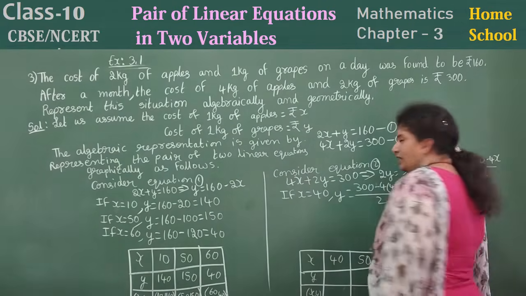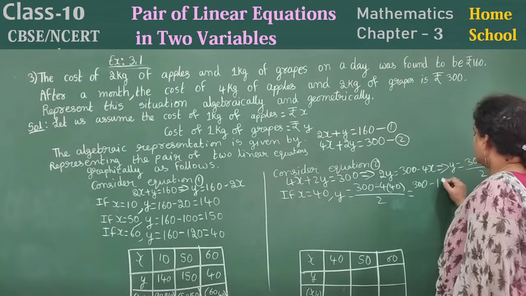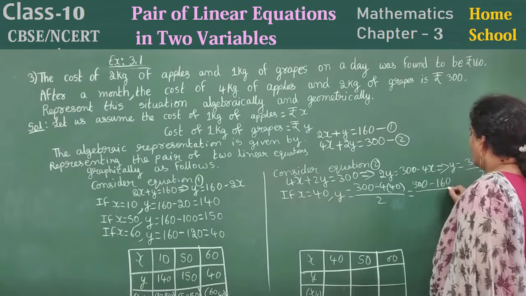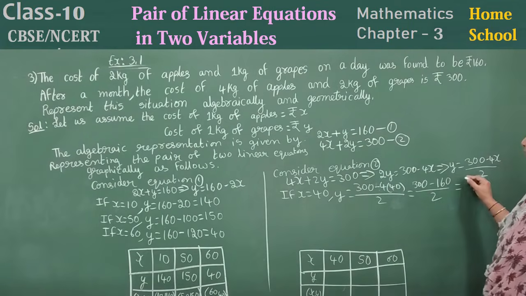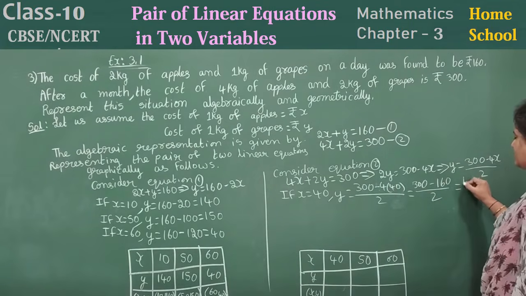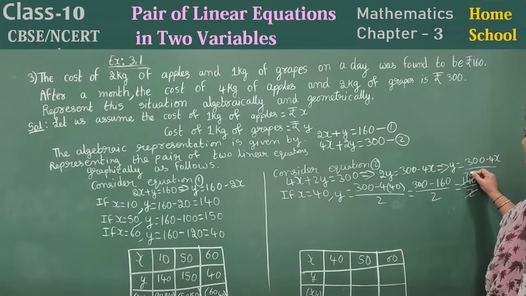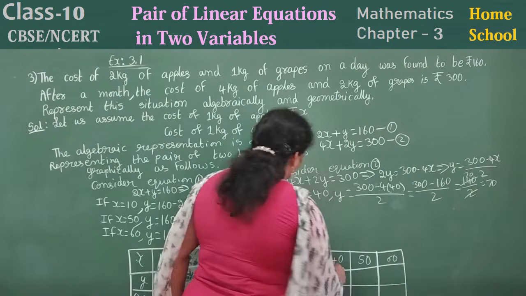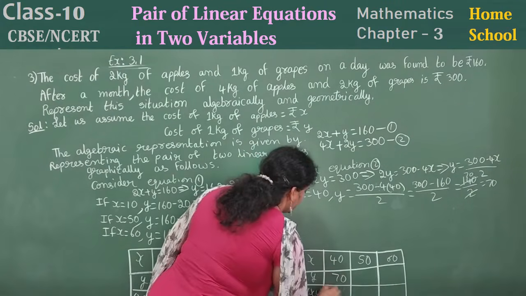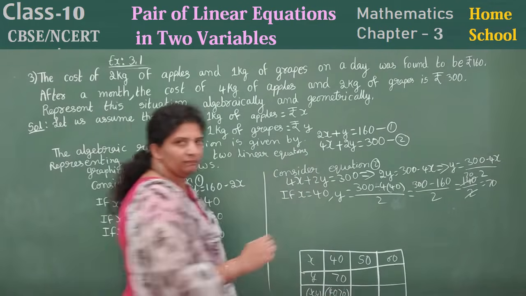That will be 300 minus 160 by 2. Okay, so now what happens? 300 minus 160 will be 140 by 2, that will be 70. So write down here 70. Your coordinate is 40, 70.